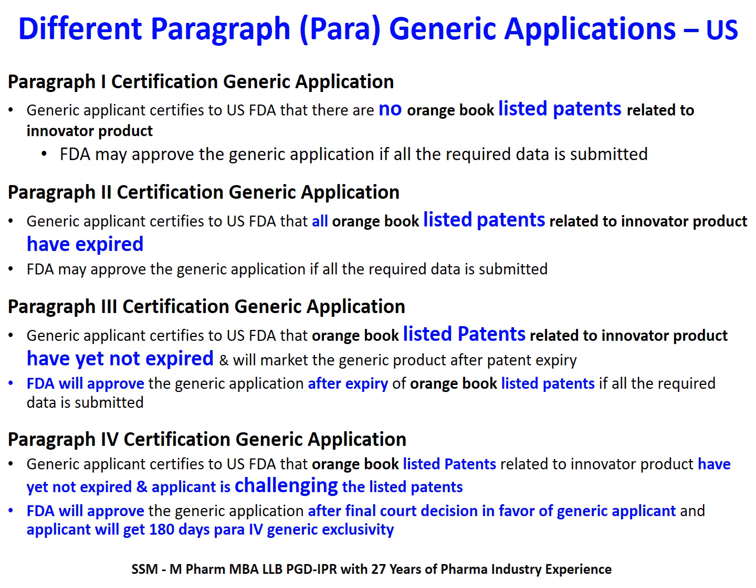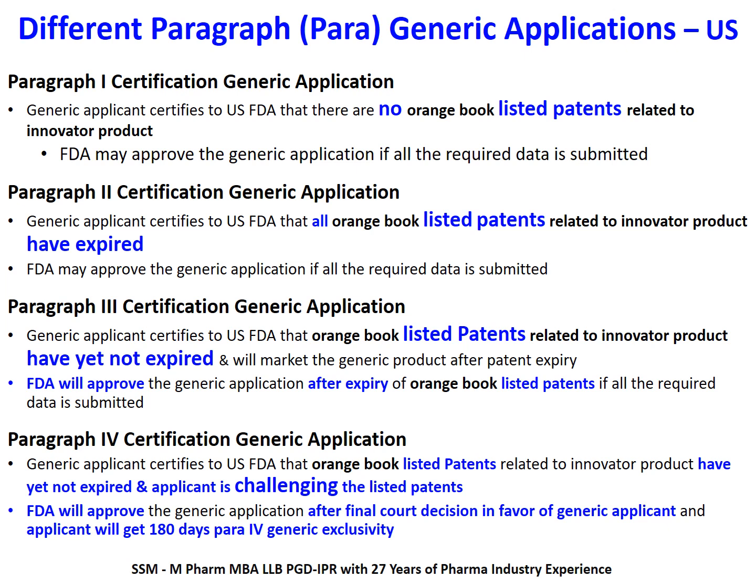The generic applicant has to notify the patent holder that he is challenging the patent, and then the patent holder may, within 45 days, file a court case against the generic applicant. Finally, the court will decide whether those listed patents related to the innovator product are valid or invalid, enforceable or not, or whether they are infringed or not infringed by the generic product. After the final court's decision in favor of the generic applicant, FDA may approve the generic application.